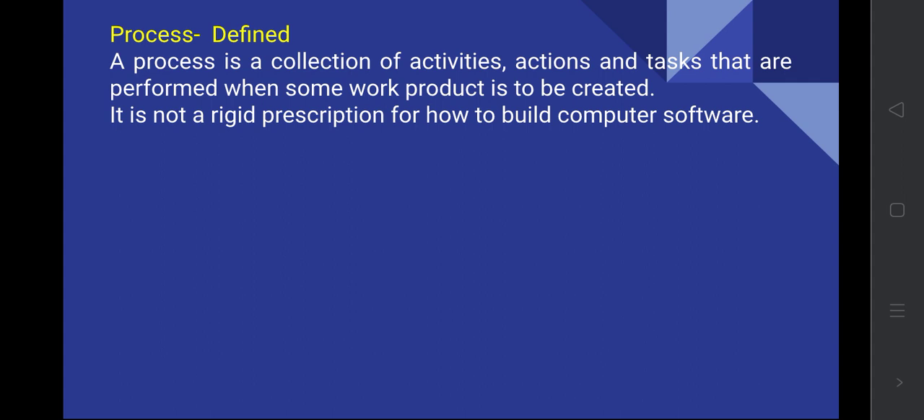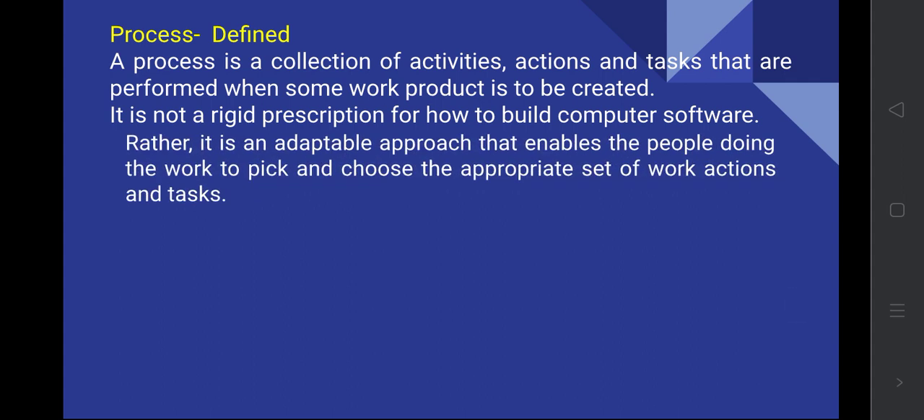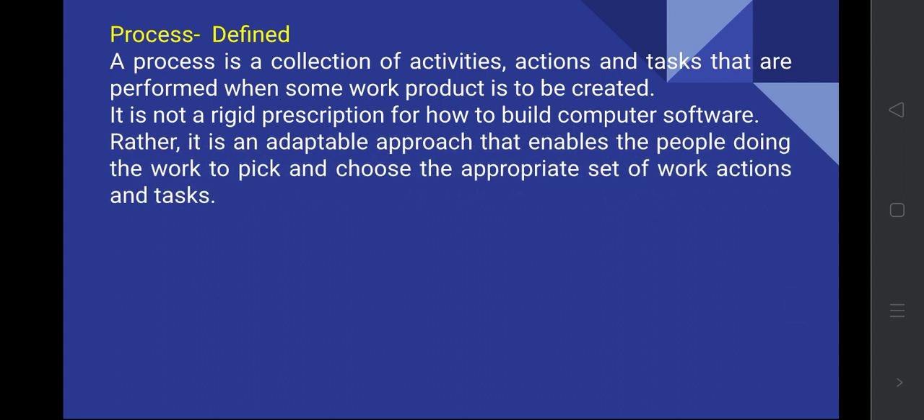We cannot define the process, how it can happen, till we achieve the product. So we cannot define it rigidly. That means it can be flexible, in the sense that it goes as the developer likes. And then it is an adaptive approach that enables the people doing the work to pick and choose the appropriate set of work actions and tasks. Here they are supposed to choose the necessary set of actions and how the task can be achieved.